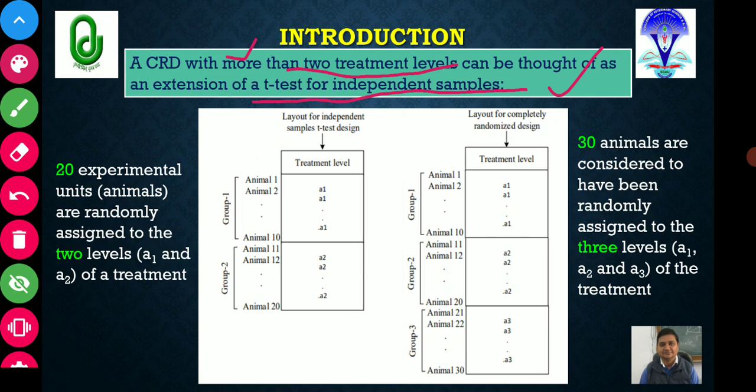So here you can see this is the layout design for t-test, and this is the layout design for CRD. Suppose you are having 20 experimental units, or 20 animals, and these 20 animals are randomly assigned to 2 treatments. In t-test, it is 2 levels of treatment, A1 and A2. So suppose there are 2 feeds, F1 and F2. Similarly, in CRD, you are having 30 animals or 30 experimental units, and you are having 3 levels of treatments, that is A1, A2, A3. If you are having feed, F1, F2, F3. If you are having any drug, then D1, D2, D3. So this is the basic difference between the layout of t-test and f-test, or CRD, completely randomized design, one way ANOVA.